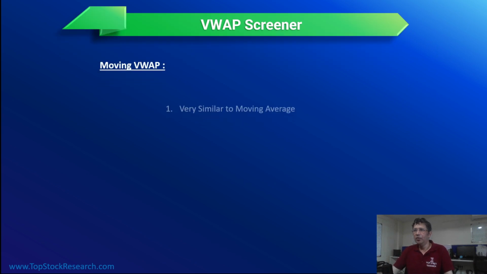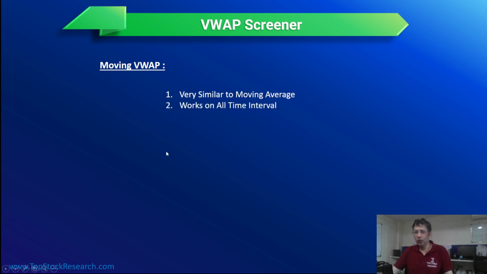Okay. Then moving VWAP, it is very similar to moving average. The disadvantage of VWAP is that it starts at the start of the day or yesterday, and it works only for a period less than a day. You can have very small ticks like 5 minutes, 10 minutes, 15 minutes tick. If you want to use this concept for a longer period, then you can use a moving VWAP, right? It works on all time intervals.